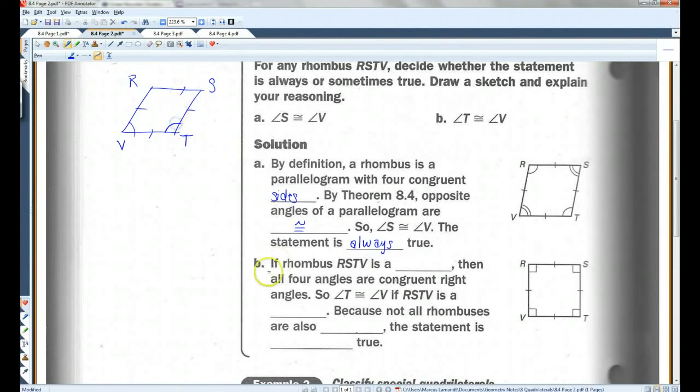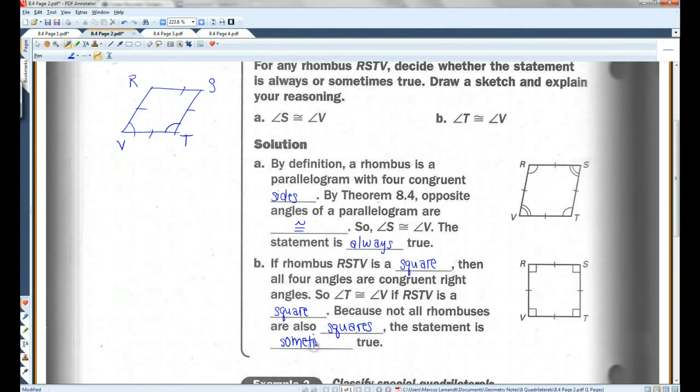This is what we're trying to figure out now. If rhombus RSTV is a square, then all four angles are congruent right angles. So, angle T is congruent to angle V if RSTV is a square. But because not all rhombuses are also squares, the statement is sometimes true.